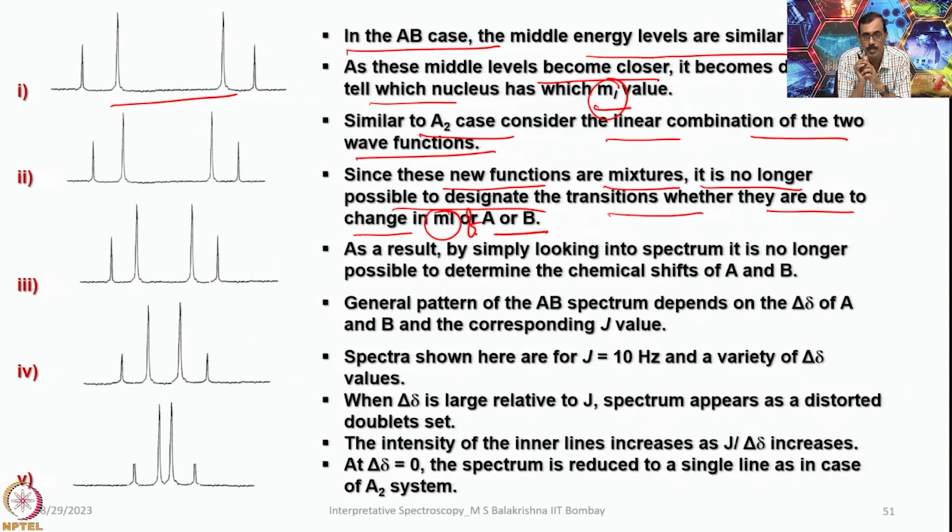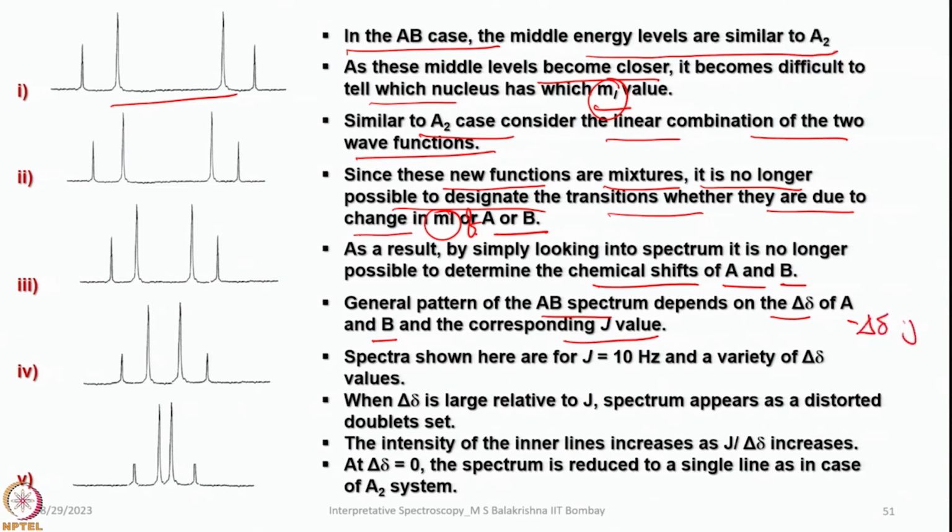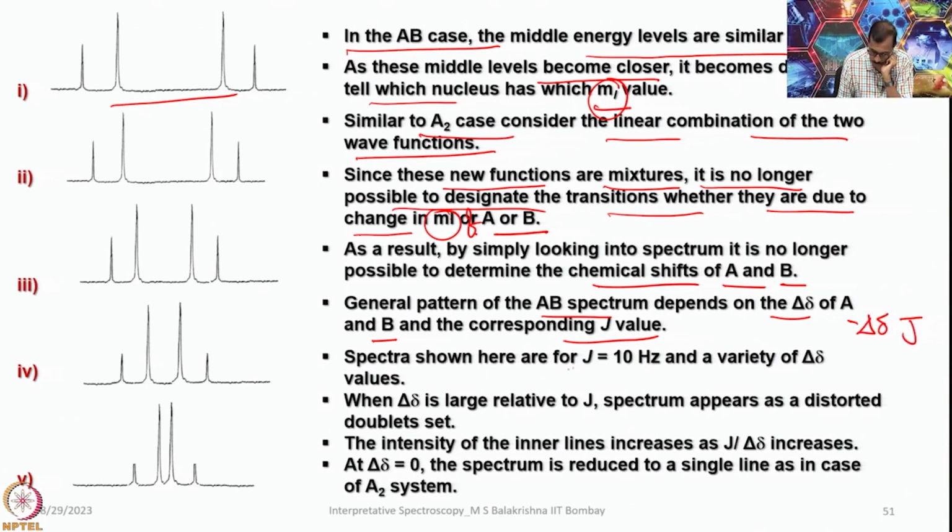As a result, by simply looking into the spectrum, it is no longer possible to determine the chemical shifts of A and B. So, the general pattern of the AB spectrum depends on delta of A and that of B and the corresponding J value. To what extent delta is comparable with J, that would tell you the separation. The spectra shown here are for J equals 10 and a variety of delta values.